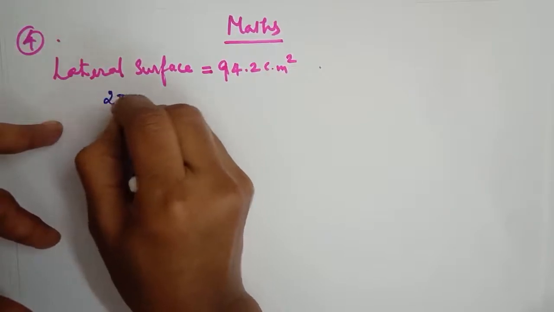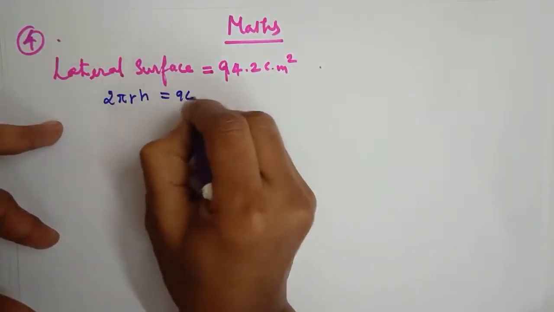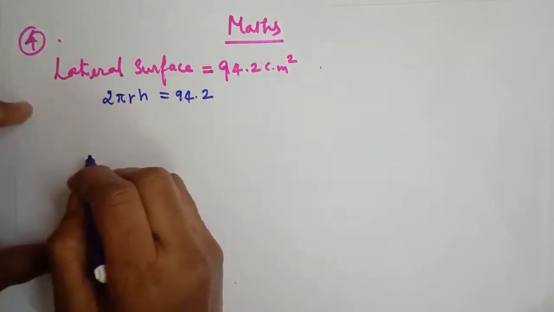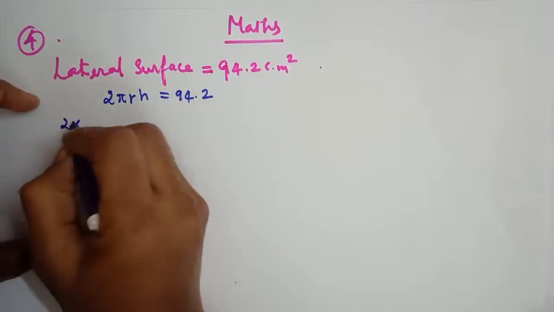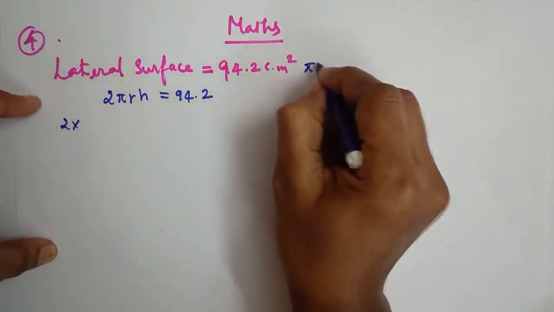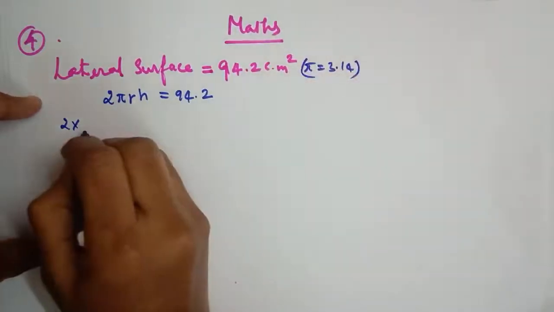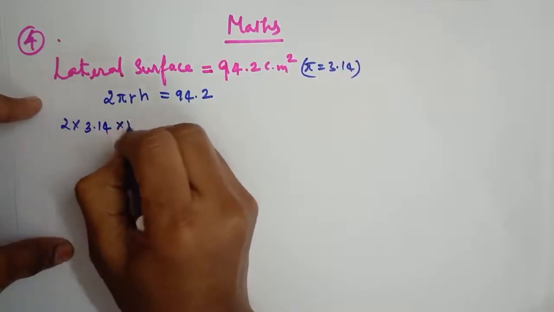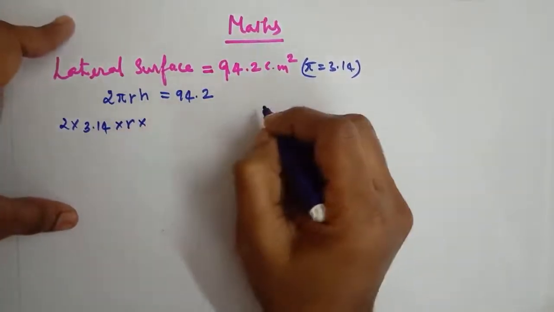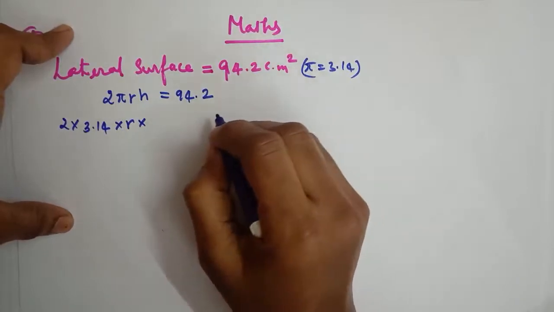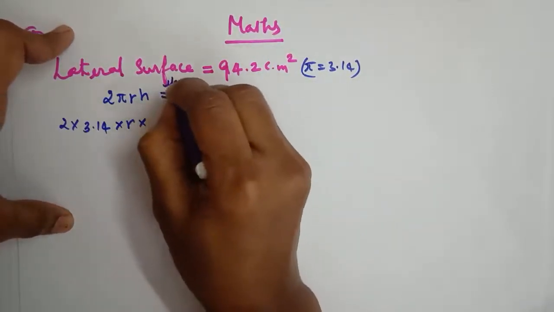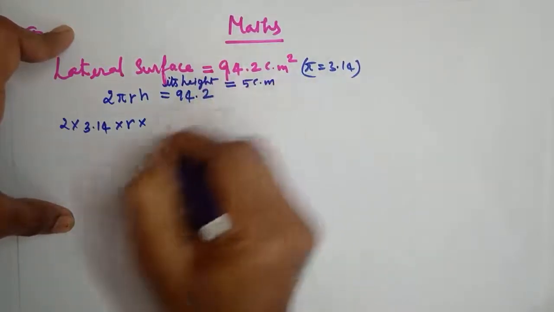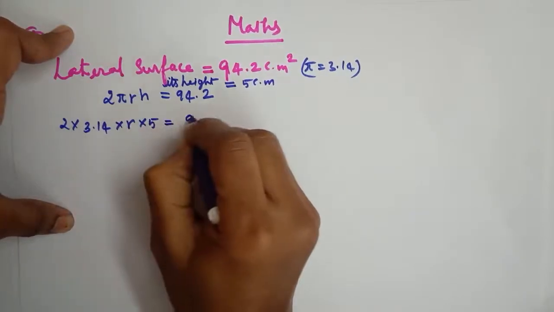That is 2 pi r h, which is equal to 94.2. Here, students, listen, just put the values. 2 into pi, and here I have written the pi value as 3.14, then r into h. The lateral surface of the cylinder is 94.2 centimeter squared and its height is 5 centimeter. So 2 into 3.14 into r into 5 is equal to 94.2.